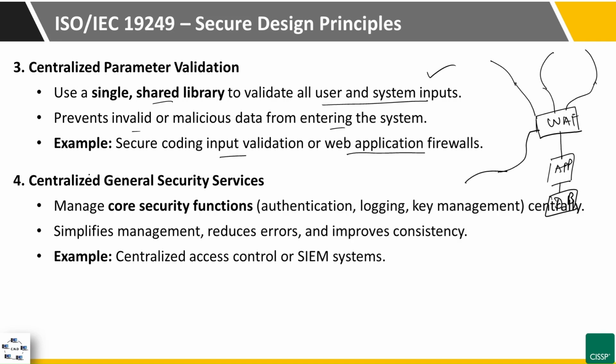The fourth secure design principle is centralized general security services. This means managing core security functions such as authentication, logging, and key management centrally. Again, keep in mind that centralized security implementation is good, simpler, and you can also say cheaper than implementing security in a decentralized way. Why is it so? Because it simplifies management, reduces errors, and improves consistency. An example is a centralized access control system or SIEM system. SIEM is security information and event management.